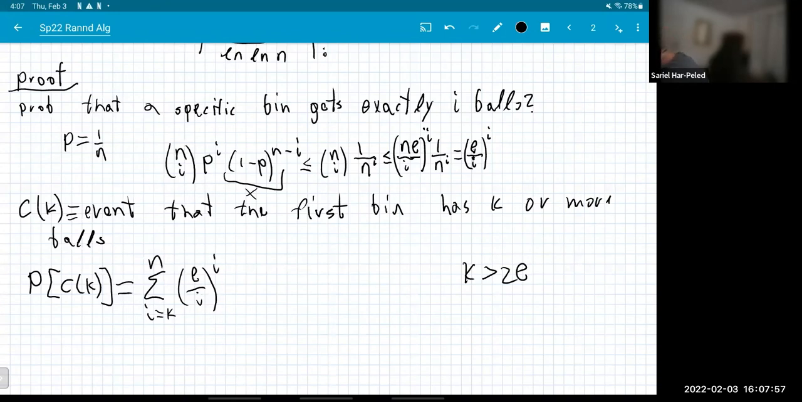summation. So if we start the summation with 2E, you know that this fraction is going to be smaller than half, right? Because I is larger than 2E, this is smaller than half. So this summation behaves like a geometric summation, right? With the terms shrinking by a factor of 2. So in particular, this is just smaller than twice the first term in this summation, which is just E over K to the power K.